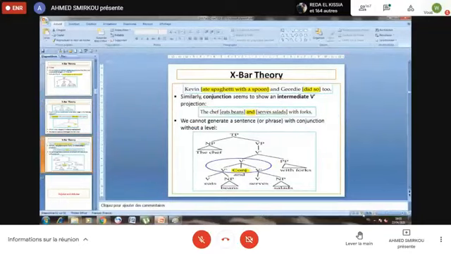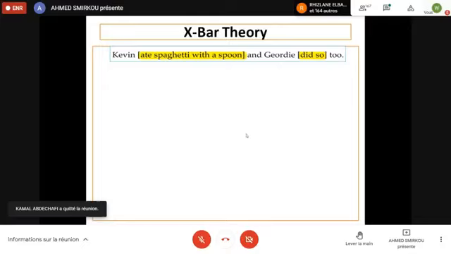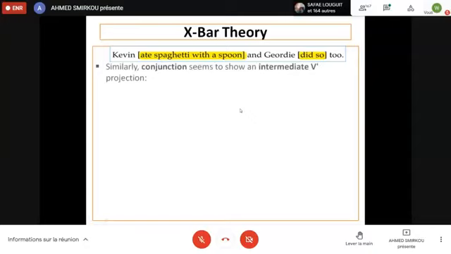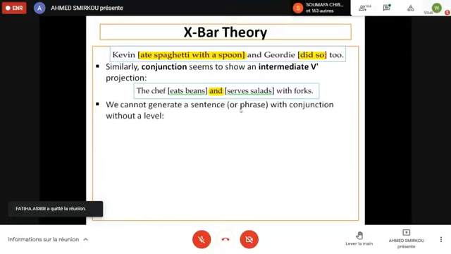Now, here is another example. Kevin ate spaghetti with a spoon and Jordi did so too. So here, did so replaces the same example we talked about. If we add too, we are targeting the VP and the complements and the preposition phrase. Similarly, conjunction seems to show an intermediate V-bar, even in conjunctions. How can we solve the problem here? So remember the rule. When conjunction is between verb phrases, you need V-bar, conjunction, V-bar. If conjunction is between preposition phrases, then you need P-bar, conjunction, P-bar. So we cannot generate a sentence or phrase with conjunction without the X-bar.